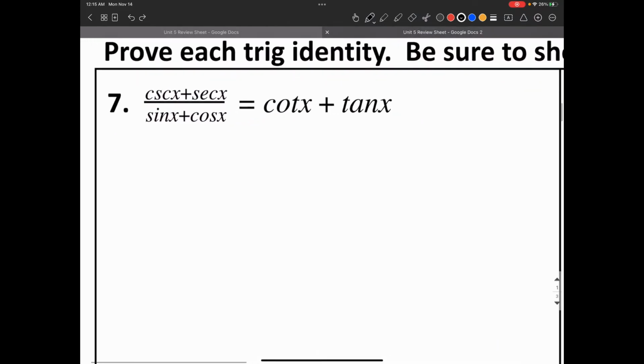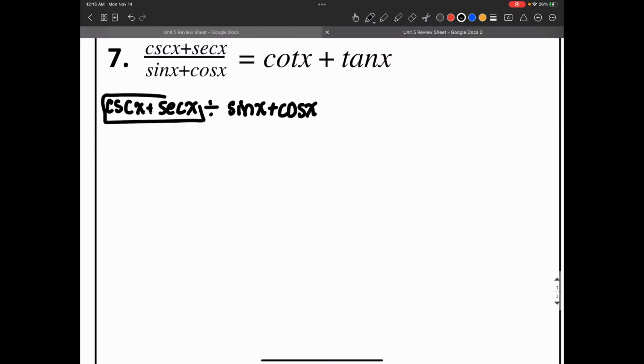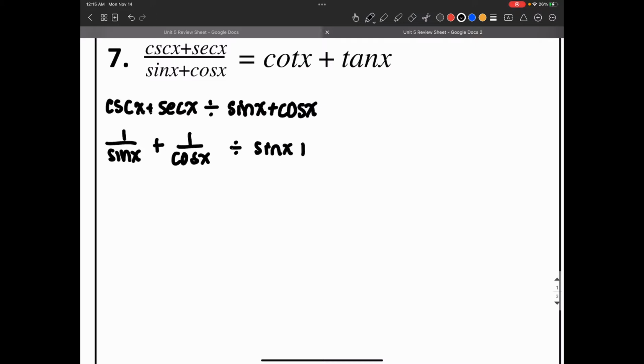For number 7, I am going to rewrite this side because it's more complicated. And first thing I'm going to do is rewrite this. So it's cosecant of x plus secant of x divided by sine of x plus cosine of x. I'm going to rewrite cosecant of x plus secant of x as fractions so that I can combine the two terms. So I'm going to write it as 1 over sine of x plus 1 over cosine of x divided by sine of x plus cosine of x.